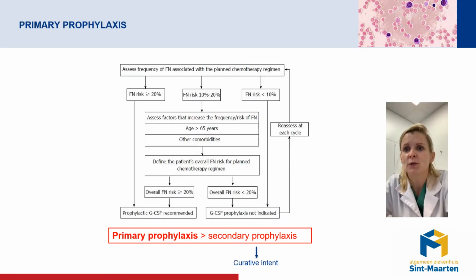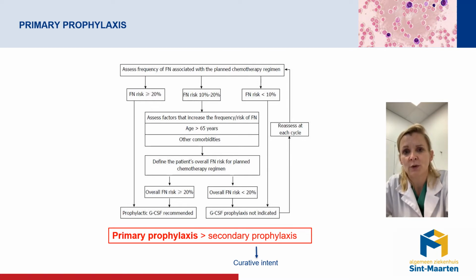So we continue with the topic primary prophylaxis. Several meta-analyses indicate that primary prophylaxis with growth factors reduces the risk of febrile neutropenia by at least 50% in patients with solid tumors. And most guidelines use this flowchart where they recommend the use of growth factors when there is a risk of more than 20%. It's important to consider the patient's age and particularly when there are any comorbidities.